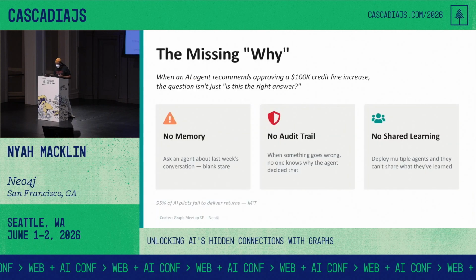So usually, right, we have this big issue, and this is why people have not used context graphs, or why their agents have failed in the past. Specifically, some of those issues are that we have no memory, right? If you ask an agent about last week's conversation, it has no idea what you're talking about, especially when you're going to a new conversation if it's a conversational agent. But then you have no audit trail. When something goes wrong, no one knows why that agent decided that, and then there's no shared learning as well. We deploy multiple agents and they can't share what they've learned.